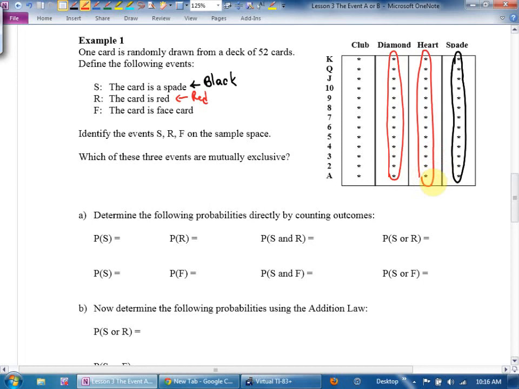Are events S and R mutually exclusive? Yes. Now, it's easy to see from the picture. You will have to just be able to visualize and use your imagination, and most of the time, it's common sense. Can it happen at the same time? Yes or no? Event F is that the card is a face card. I'll use blue. Now, the face cards are this group here. So it asks, which of these three events are mutually exclusive? I think only two of them are. I think S and R.